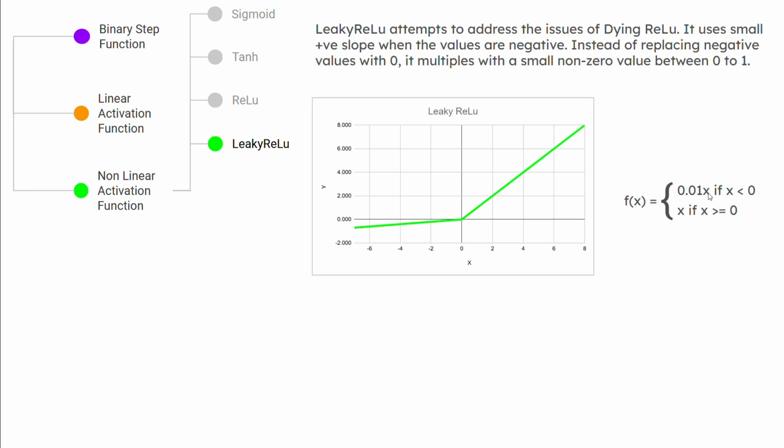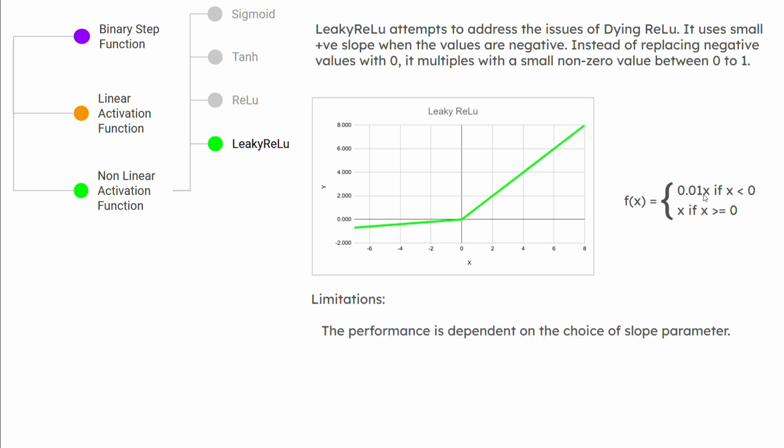Instead of directly replacing the negative value with 0, we multiply with a small value so that at least some part of the feature is maintained or retained. That's why you have a small deviation here, multiplied with 0.01. So this will prevent the dying ReLU issue. This is no more 0. So when you do the derivative, you will have at least some value here.